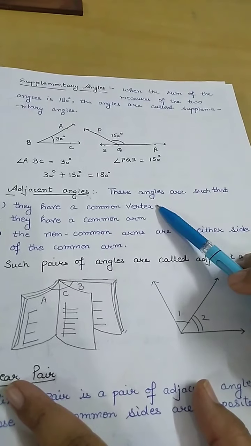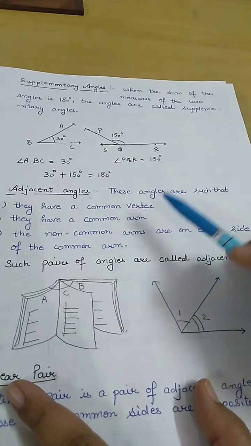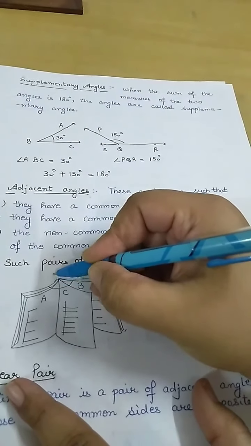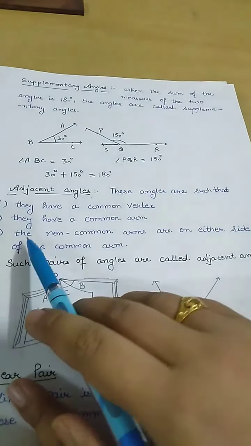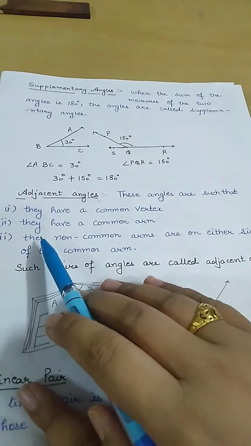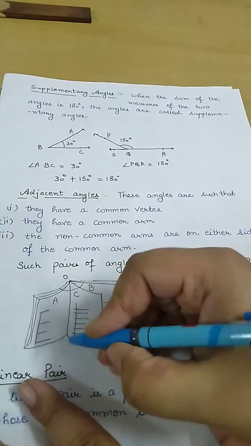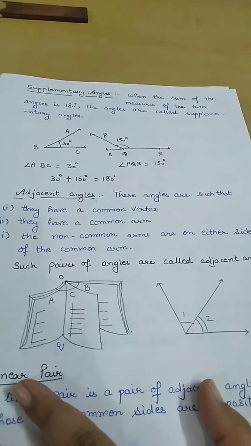So remember some points for the adjacent angle. They have one common vertex. Here they have one common vertex, this O. Got it? Now they have one common arm also. Yes, we have one common arm, that is OE.